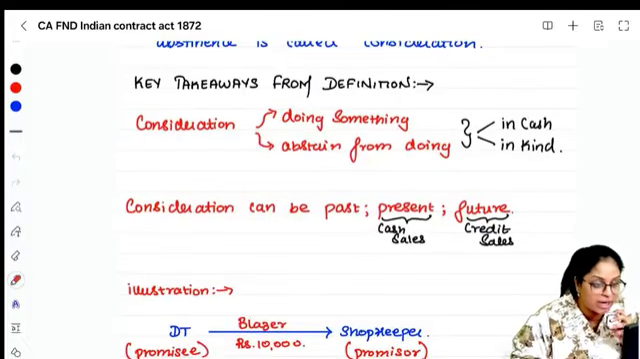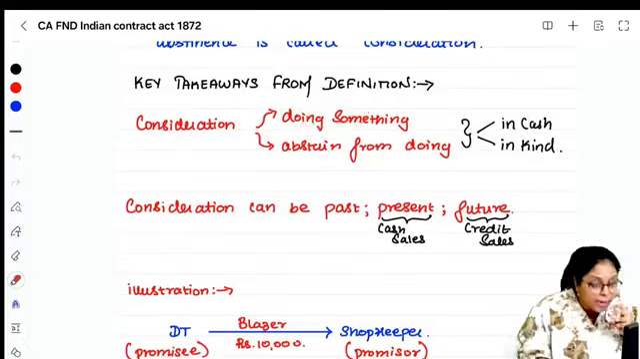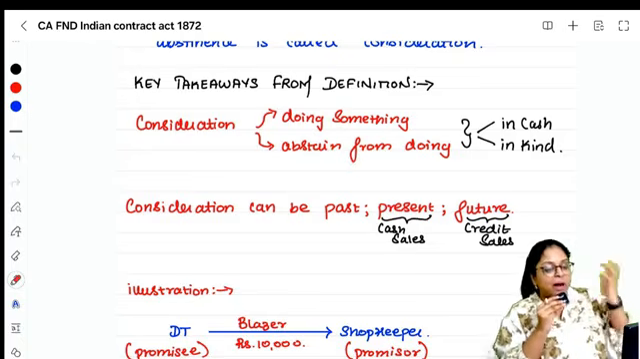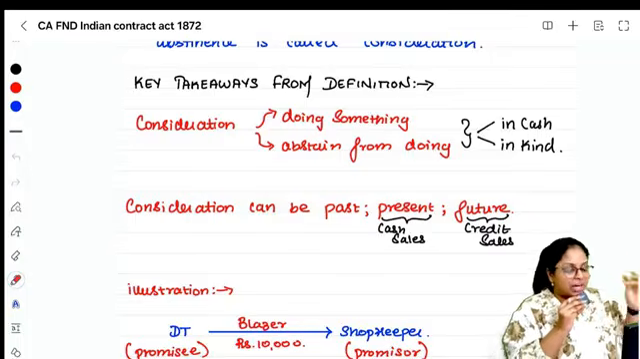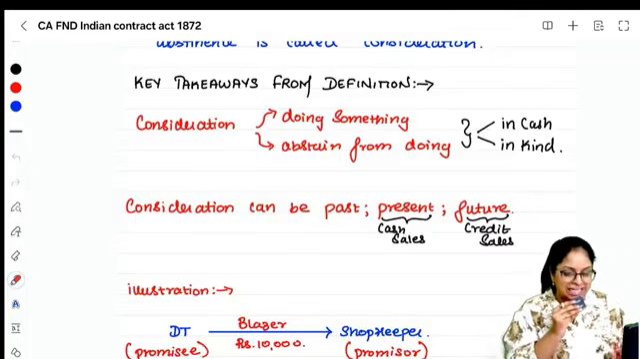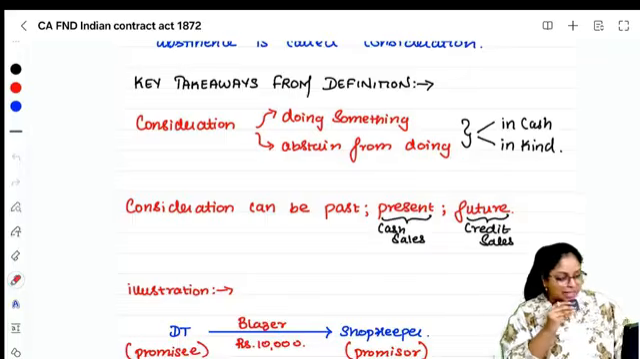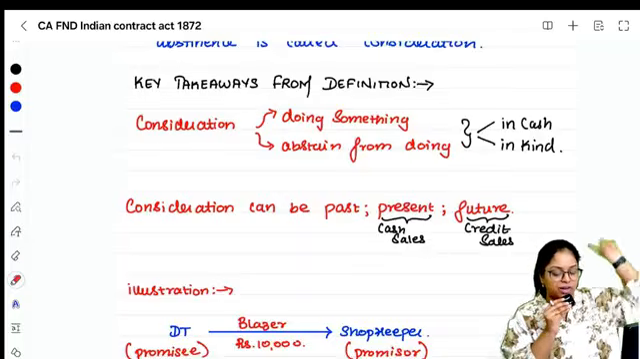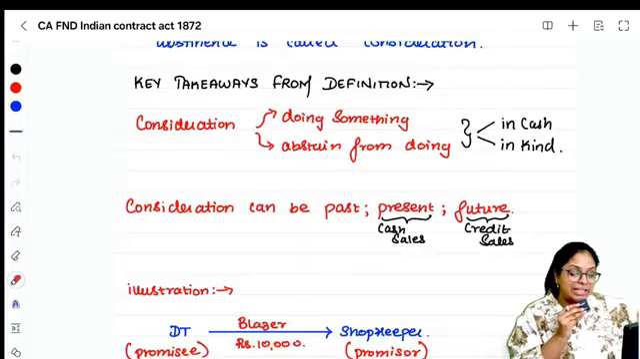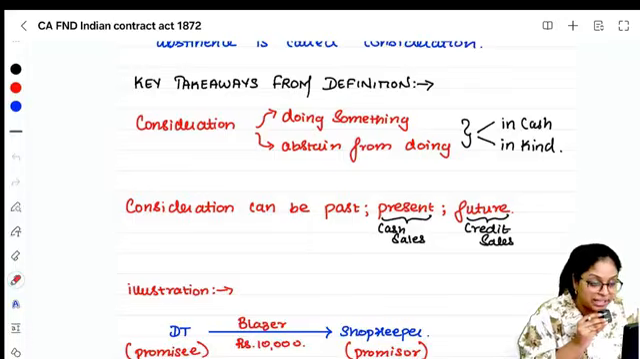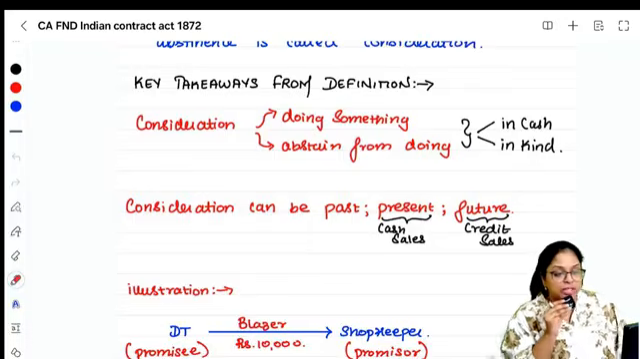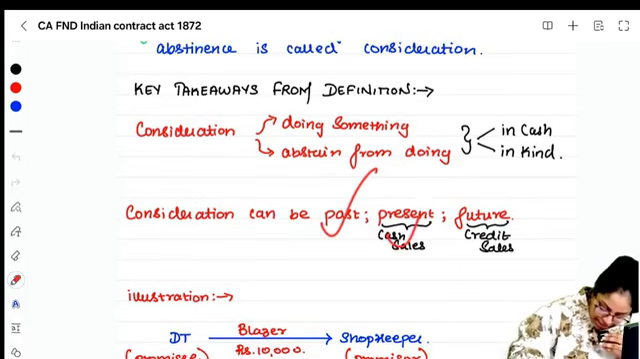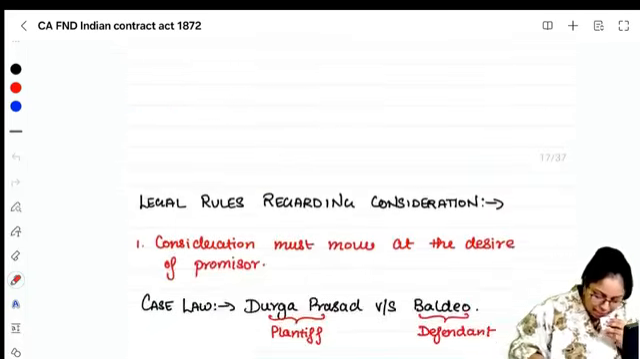Consideration can be positive or negative. To do something we can pay, and to not do something also we can pay. Yesterday I told you an example in the class. A brother finds that Abhijit is dating his sister. He calls Abhijit and tells him, take a blank check of 10 lakh rupees, do not date my sister. So here, Abhijit is taking 10 lakh rupees as a consideration to not do something. Consideration can be positive, negative, past, present, or future.